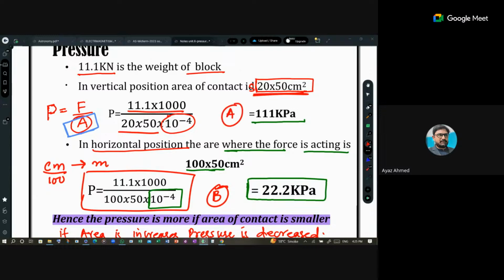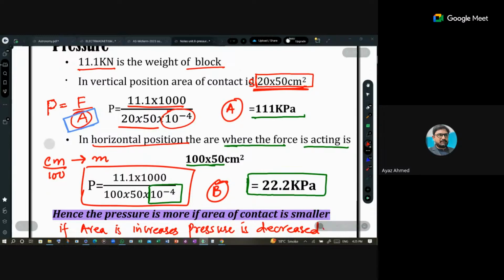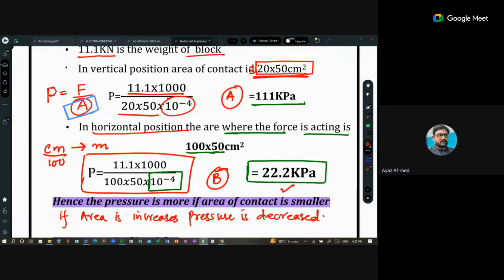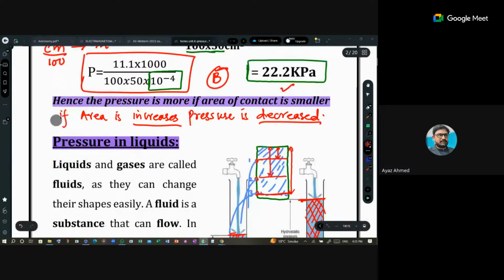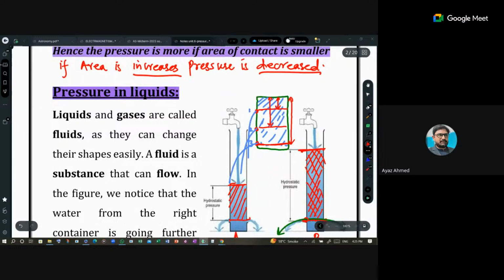So in position A, the area of contact is increased, not the weight. That's why its pressure decreases. Hence, pressure is more if the area of contact is smaller. If area is increased, pressure will decrease. Right? Are you getting this? Yes. Okay.